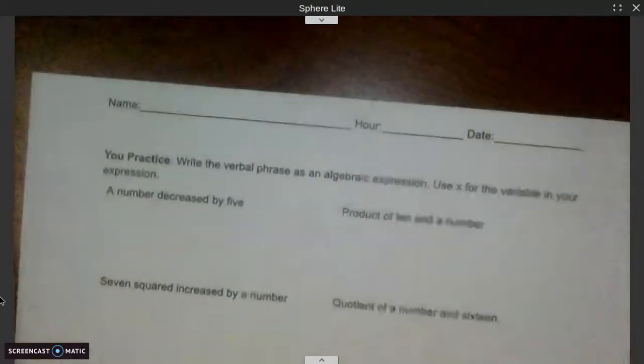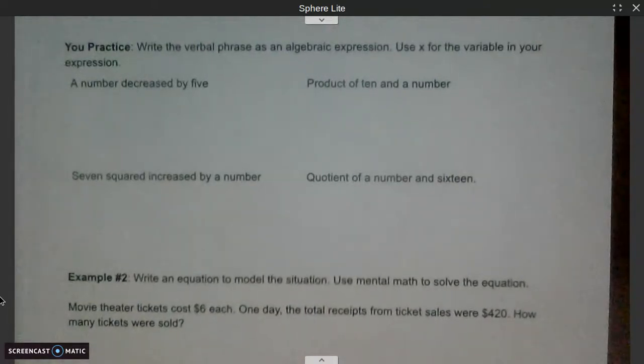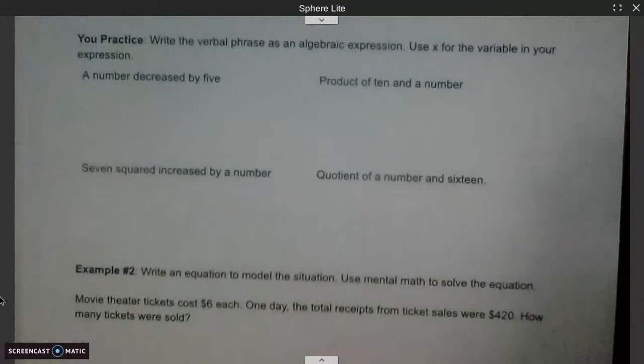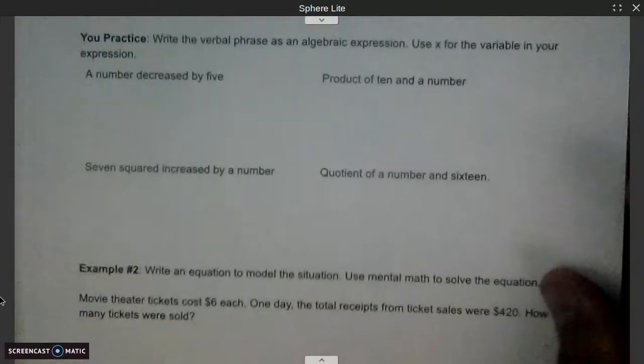Go ahead and try uPractice, and when you're done with all the uPractices on the sheet, check with Mr. Rakowski, and he'll tell you how you did.